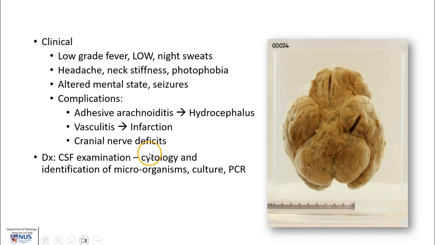Some of the complications can include hydrocephalus, and this is due to adhesions within the subarachnoid space that can hamper the flow of CSF, damage to the blood vessels causing infarction in the brain parenchyma, and also because anatomically many of the cranial nerves pass through this region, there can also be cranial nerve deficits due to direct damage of the cranial nerves. The specific diagnosis of TB meningitis requires CSF examination using cytology to identify the microorganisms with special stains such as the Ziehl-Neelsen stain, and also culture and PCR can be performed on the CSF.